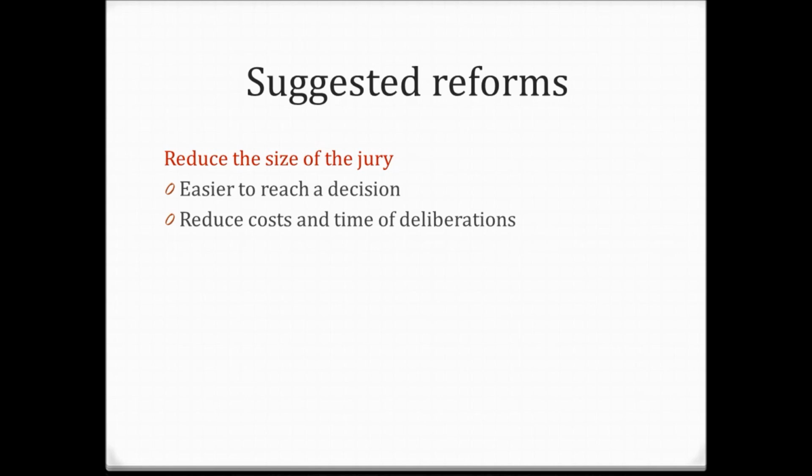It would also reduce the costs involved, as there'd be fewer jurors that have to be paid. There would be less time spent impaneling the jury. It would be quicker for their deliberations as well, which would reduce the stress involved. It would also reduce costs even further. The downside to reducing the size of the jury would be that it would likely increase the likelihood of an incorrect decision. Also, it would potentially reduce the ability of the jury to represent a cross-section of the community.